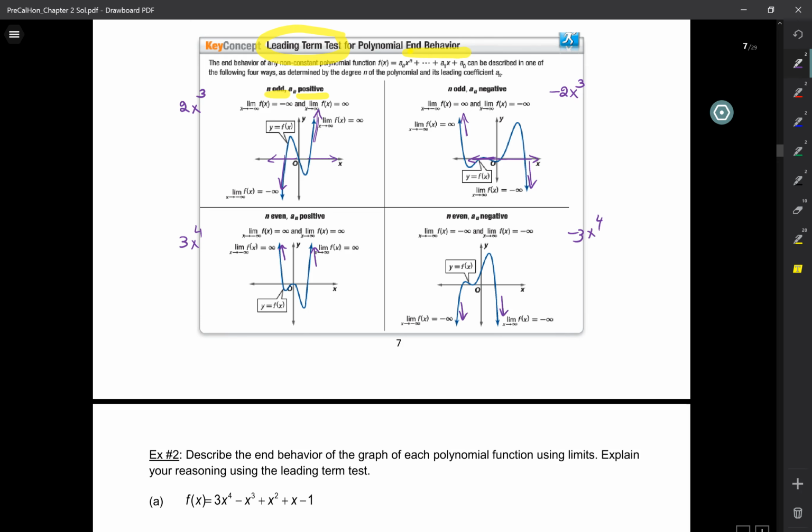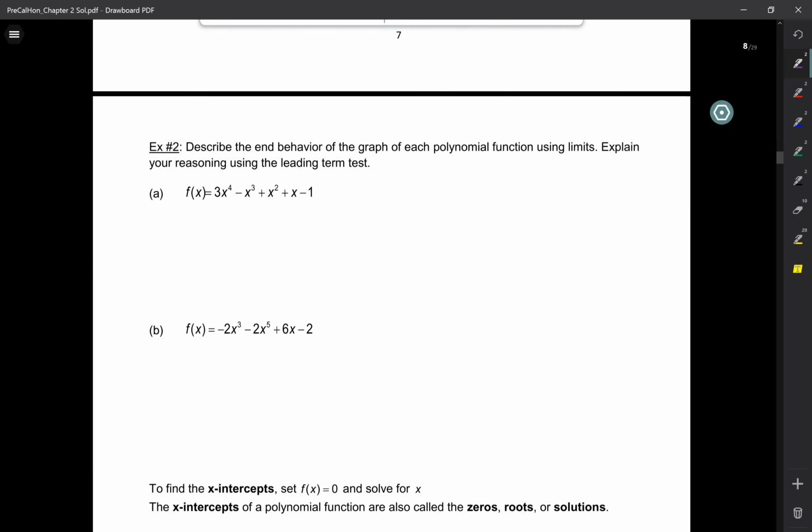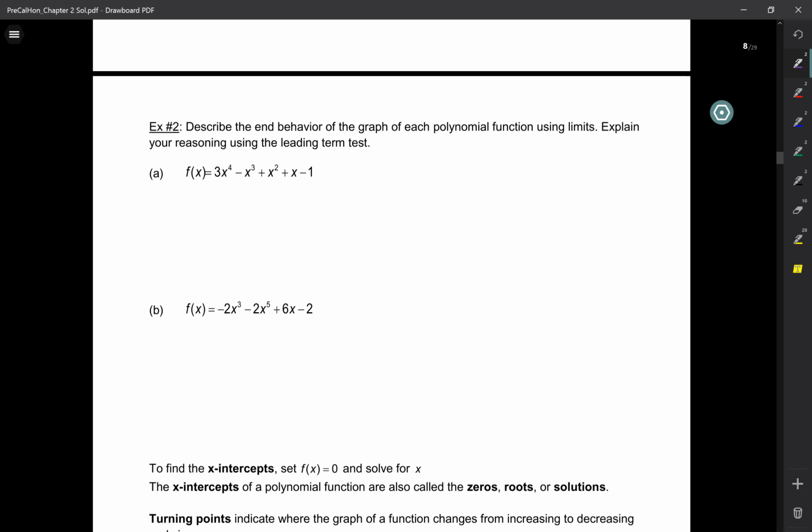All right, so again, we're looking at the graph. Let's take a look at some equations, some polynomial functions. So look at this polynomial function. And what we're going to do is we're going to look at the leading term, and we're going to apply the leading term test. Now remember, the leading term is the term with the highest exponent. In this case, it's this one.